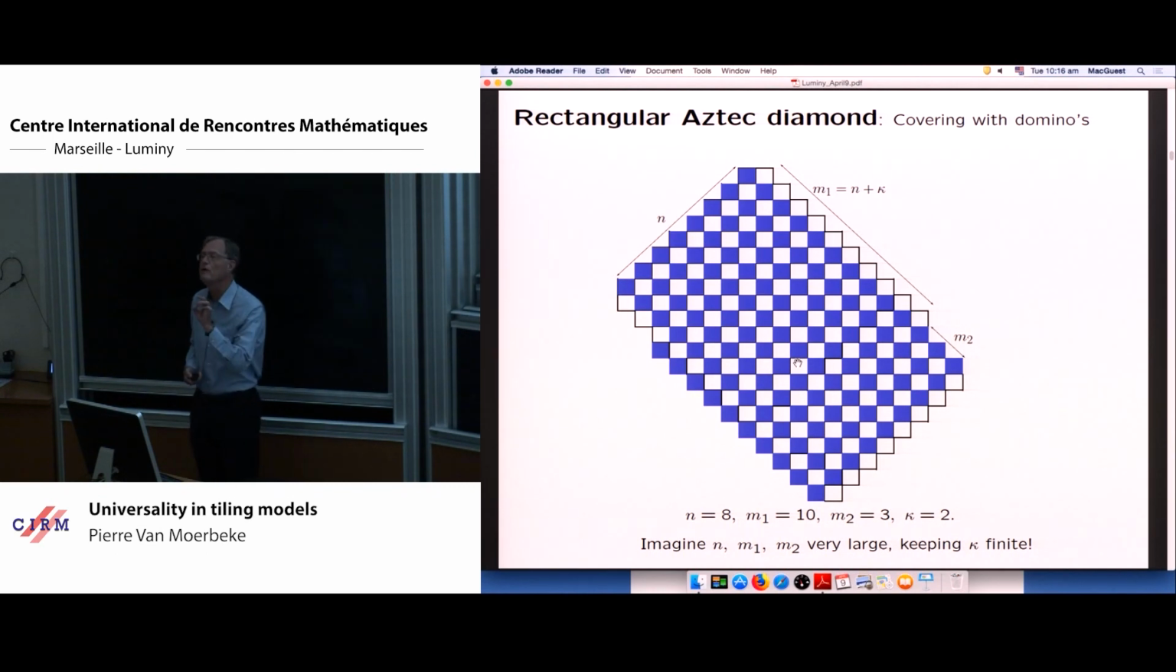And I will explain you why. I mean, it's not just because if I want to generalize, I will explain you why later on, okay? So I look at a different model, which is the following.